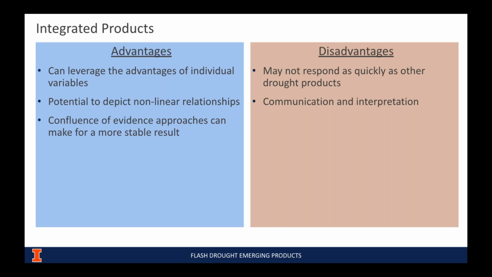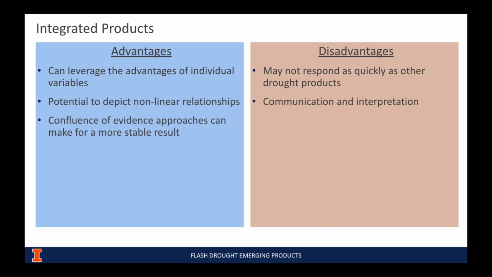These are taking a bunch of different information. It's not just soil moisture, just precipitation, or just vegetation indices, but a lot of things put together. Some advantages, of course: when you take in a bunch of different data points, you can leverage the advantages of those individual variables. So it maybe removes some of the disadvantages of the individual products. You have the potential to depict nonlinear relationships, which we know exist between precipitation, evaporative demand, and soil moisture, and it can maybe provide a confluence of evidence that can perhaps result in a more stable result.